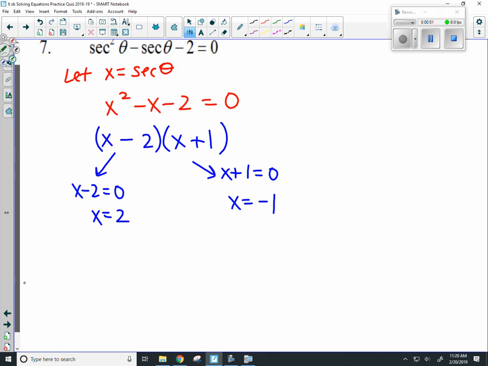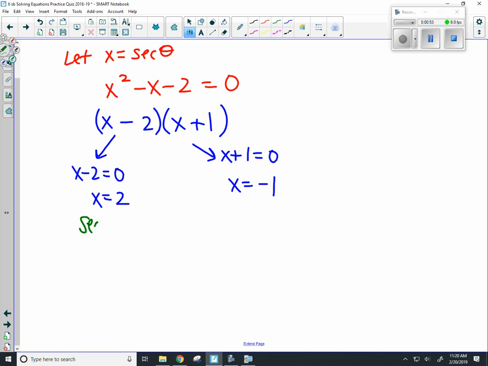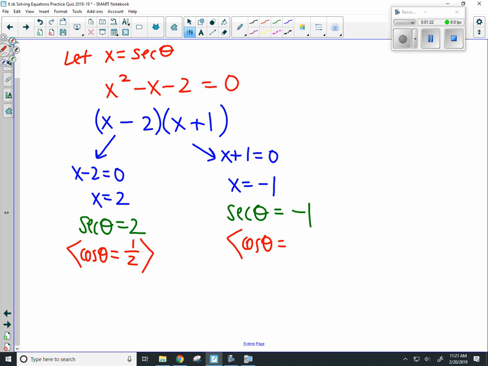Got to go back and replace x with what it is. So it's secant. So we're looking for where secant is 2, as well as where secant is equal to negative 1. So again, you want to think about its partner, or its reciprocal. Whenever secant is 2, that means that cosine would have been 1/2 initially, because 1/2 is the reciprocal of 2. On the other one, trying to think about where secant is negative 1, or in other words, where cosine is negative 1.